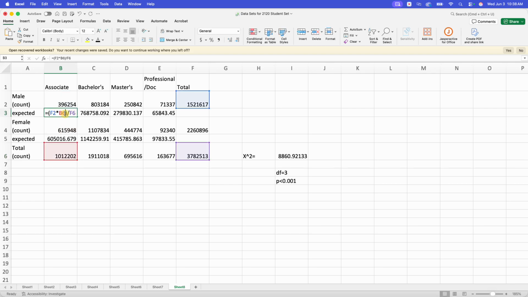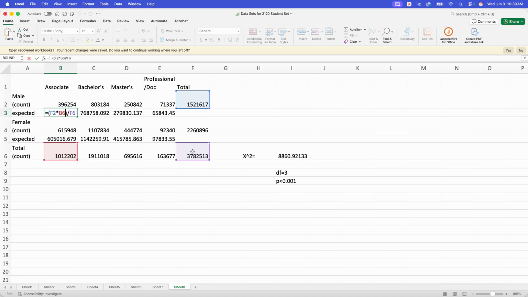Now, when I click on the expected value here, the way we found that, and there are different ways you can do this based upon percentages, you could also go through and find the percentage of each individual component. But a shortcut way of doing this is to take the total for that row times the total for the column and divide by the total.